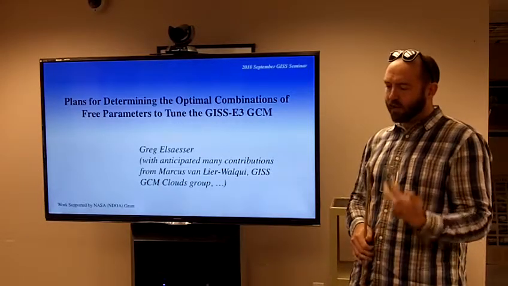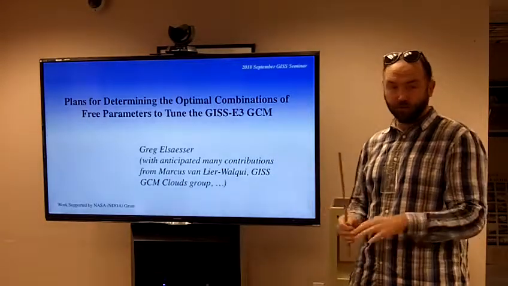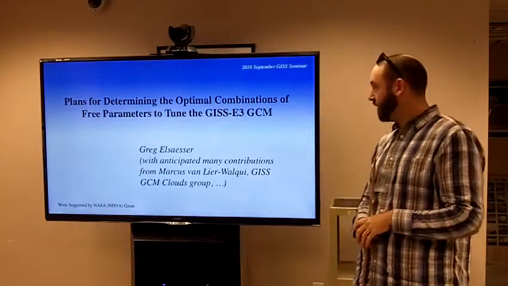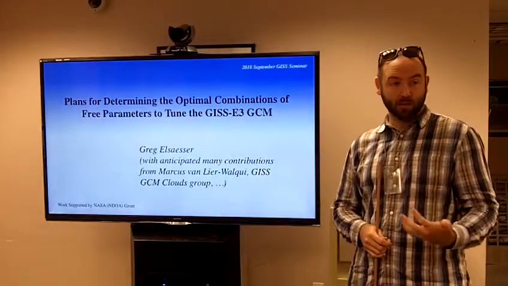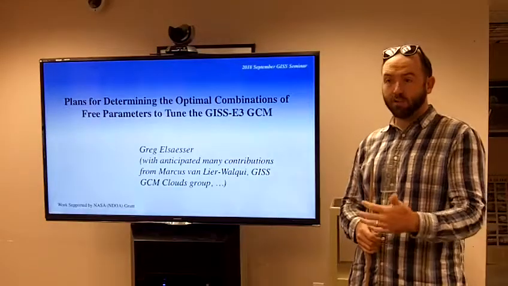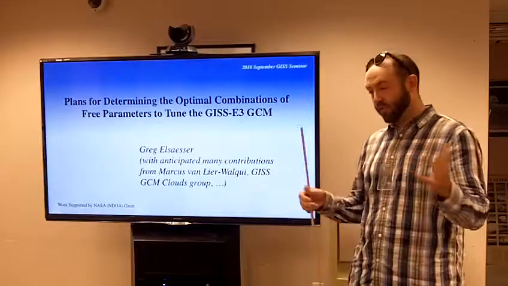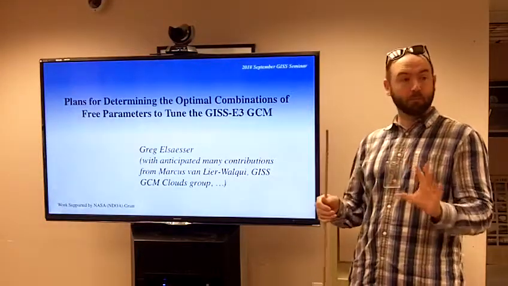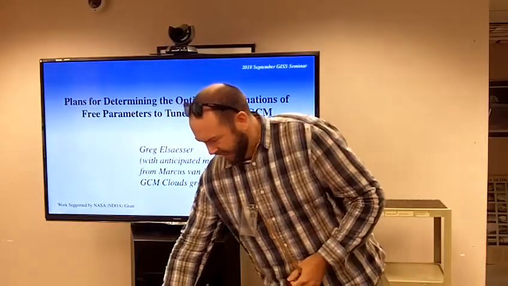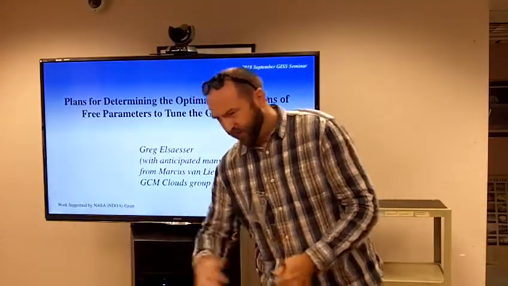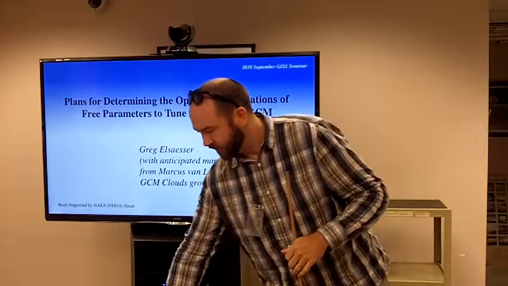But the overall topic is what we plan to do for determining the optimal combinations of free parameters, which there are many, to tune the GISS E3 GCM. Admittedly, I'm only focusing today on the clouds free parameters. I know there are other free parameters in things like the dynamical core, and ocean parameters and land parameters. But my comfort is with clouds, so that'll be today's focus. The implications, extrapolating to other aspects of the model, should be clear, hopefully.